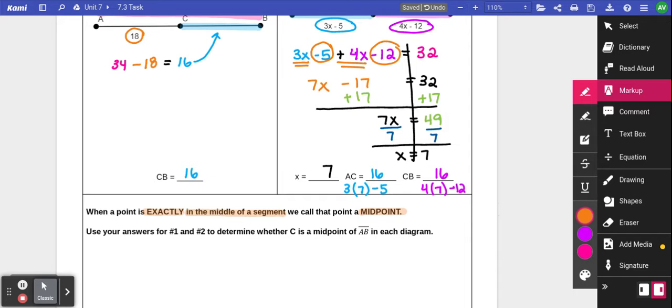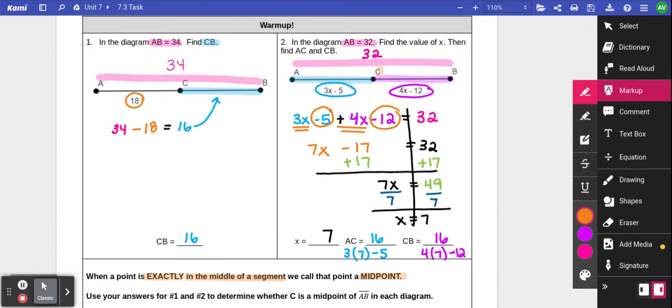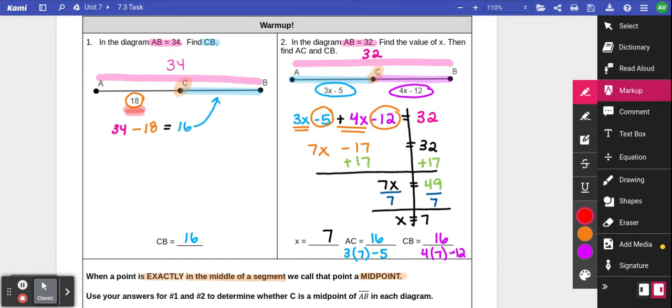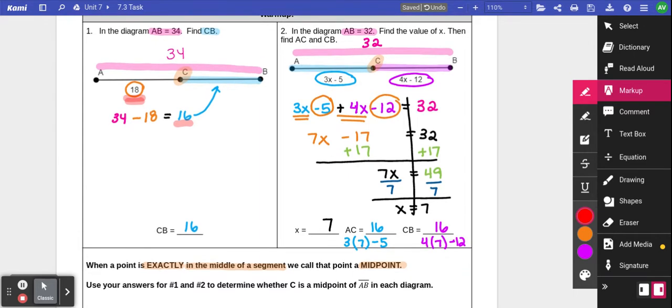We're going to go back and look at problems 1 and 2 and determine whether point C, this guy right here, is or is not a midpoint of those segments. Well, in problem number 1, when we look at the size of the segments, this guy is 18 and this guy is only 16. So C is not exactly in the middle. If we go to problem number 2, we ended up figuring out that the length of AC was 16 and the length of BC was 16. So C is exactly in the middle.